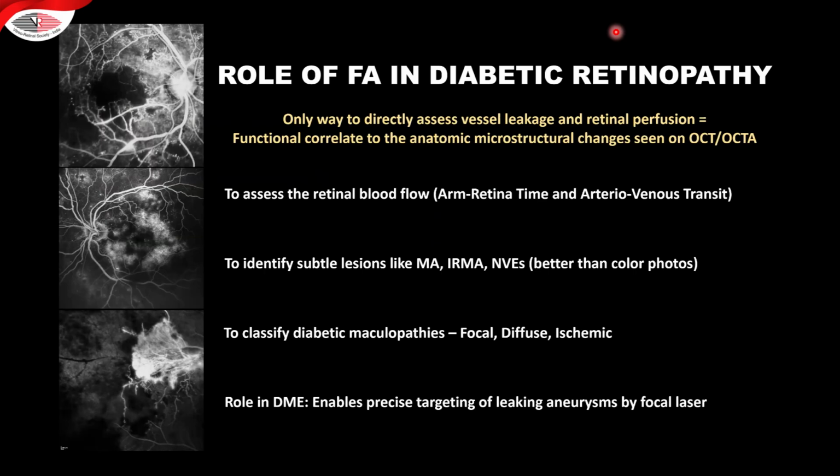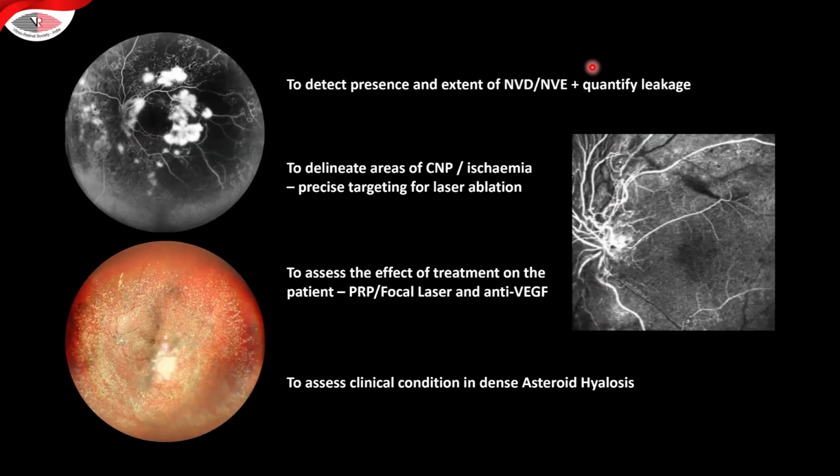It's one of the only ways to directly assess vessel leakage and retinal perfusion, basically to correlate the functional aspects in relation to what we are seeing inside the eye clinically. To assess the retinal blood flow, you could assess the arm retina time, which we discussed in the first part, to identify the subtle lesions like microaneurysms, IRMAs, NVEs, which manifest once you give the dye, to classify diabetic maculopathies in terms of focal, diffuse, ischemic, and the role in diabetic macular edema enables precise targeting of leaking aneurysms and doing focal laser to those areas.